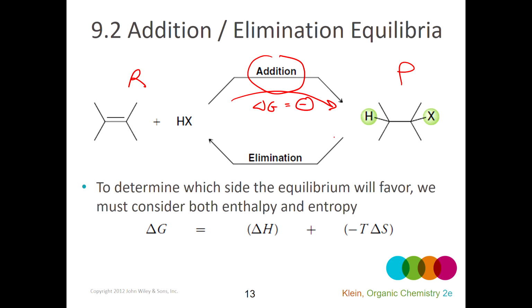Or if we want the elimination to occur, how can we make delta G as positive as possible? If we can control the sign for delta G, that will help us control which side this equilibrium favors. That's the nice thing about an equilibrium and a thermodynamic analysis. So let's take a look first. Obviously, the sign for delta G depends on the enthalpy term as well as the entropy term. So let's take a look first at the enthalpy.